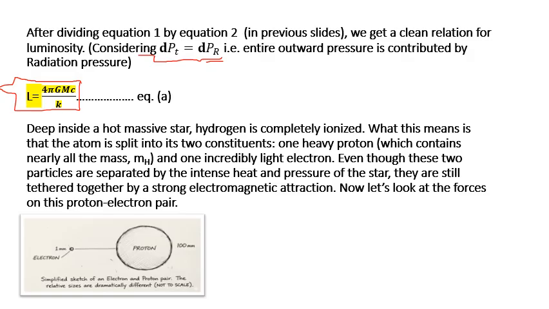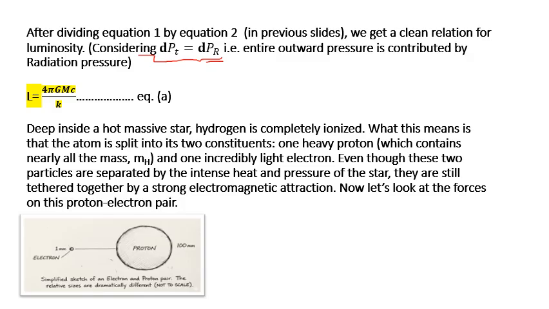This is one equation. So deep inside a hot massive star, the hydrogen is completely ionized, and there is a plasma-like condition where free electrons are floating around. The protons are also floating around, that is, the hydrogen nuclei are floating around. So this means that the atom is split into its constituent particles: one heavy proton, which contains nearly all the mass because it is much heavier than the electron, and one incredibly light electron.